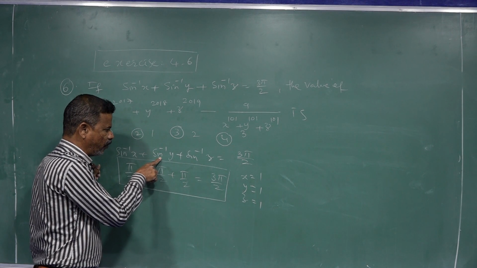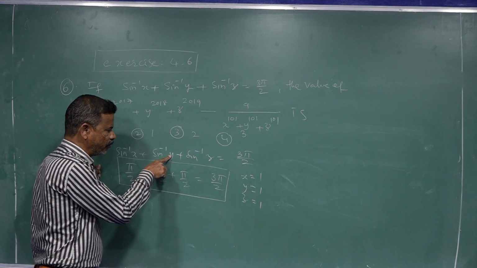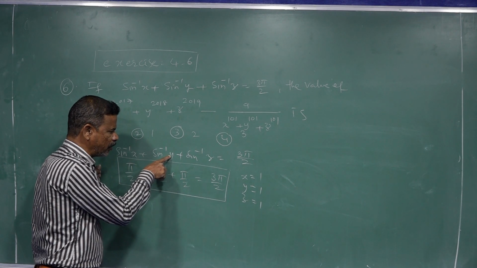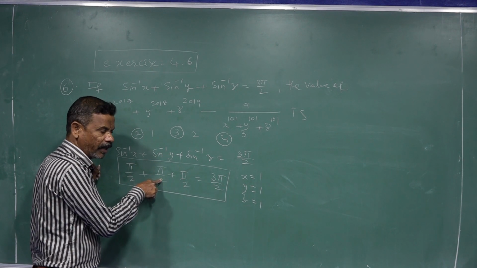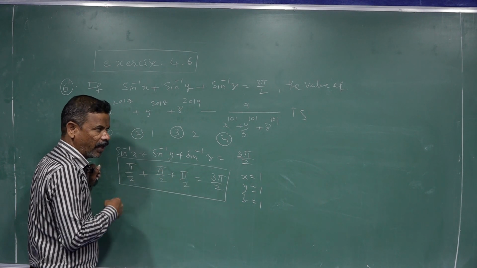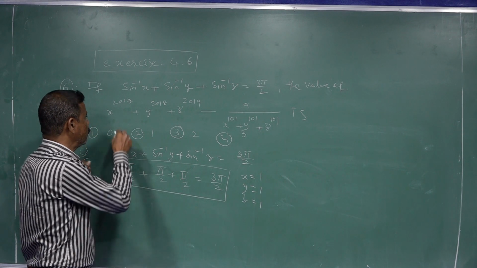Sin inverse of y value π/2. Then this is the 1. Then sin inverse of 1 is equal to π/2 coming. Similarly, this also. All x, y, z are 1, 1, 1. So we find this value.